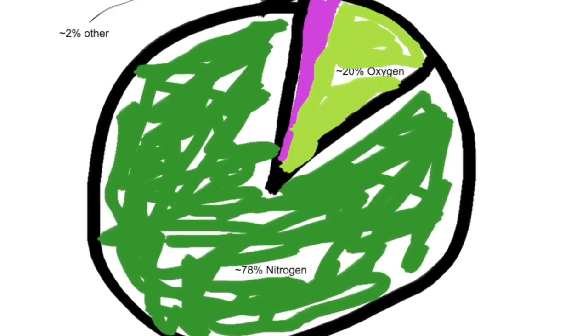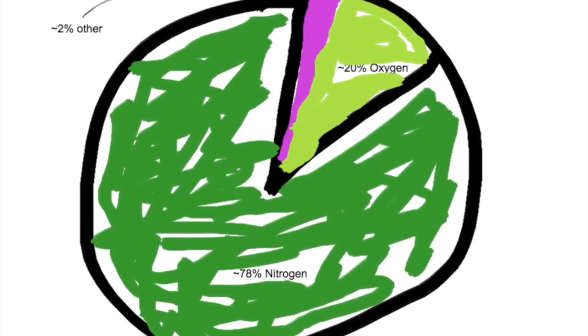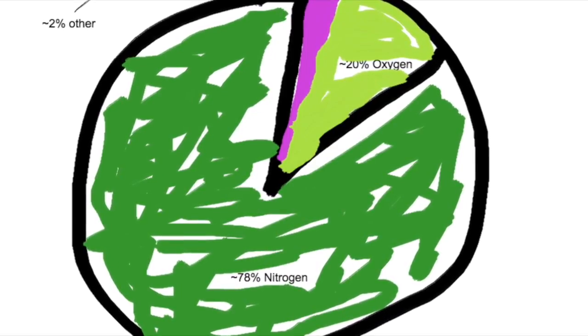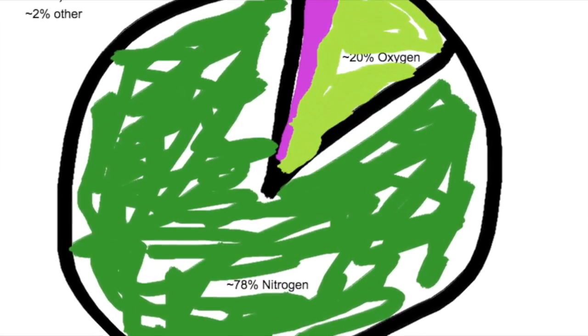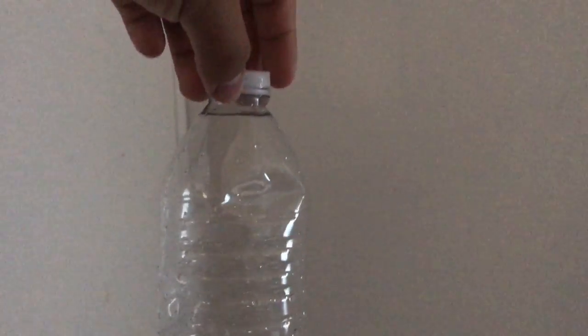So, yeah, we need the nitrogen cycle. Because most of our air, as you can see here by this delicately crafted graph, is mostly nitrogen. The air that's in this bottle is mostly comprised of nitrogen, which is what bacteria and certain other organisms need in order to perform nitrogen fixation for the plants.